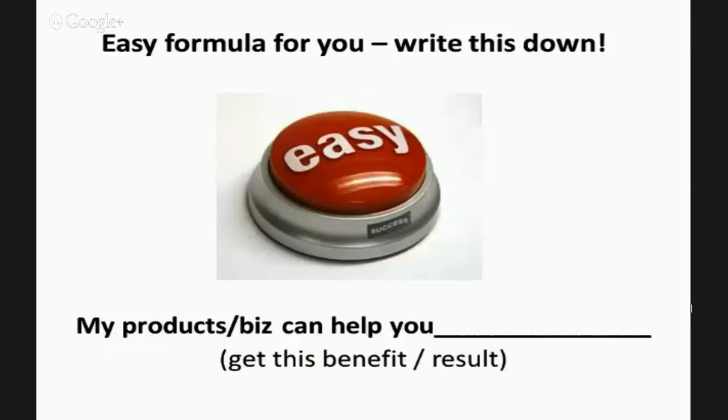So here's the first formula I'd like to ask you to write down. This is on your worksheet. Very, very simple. We're doing this kindergarten simple to start. But please jot this down. My products can help you blank. Get this benefit or get this kind of result. My products can help you lose weight. My products can help you look 10 years younger. My products can help you look stylish on any budget. My products can help you decorate your home so that you love opening the door and walking in.